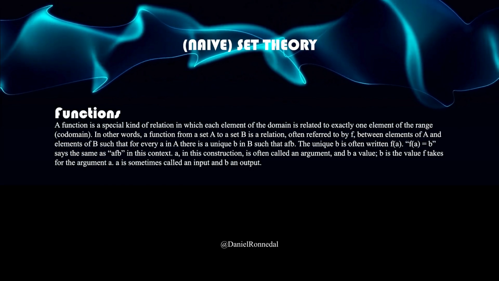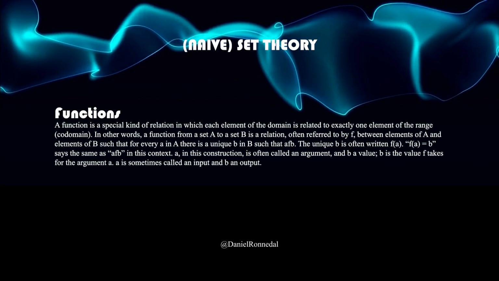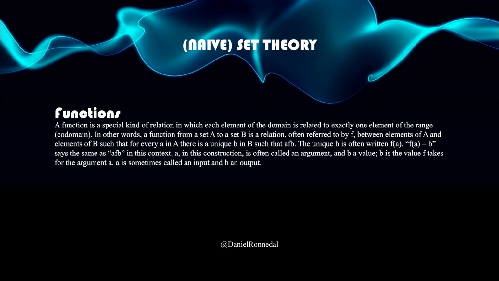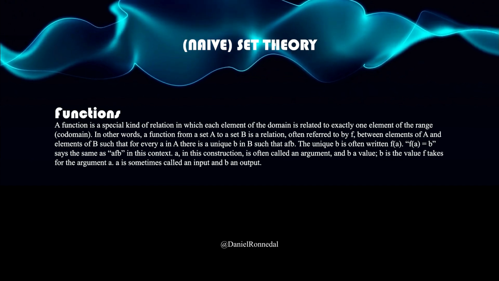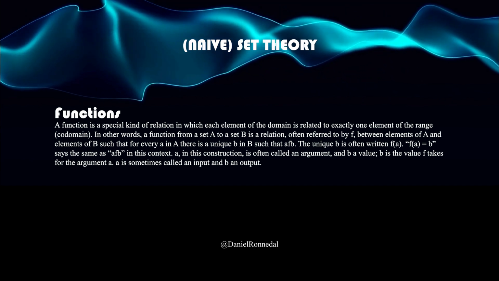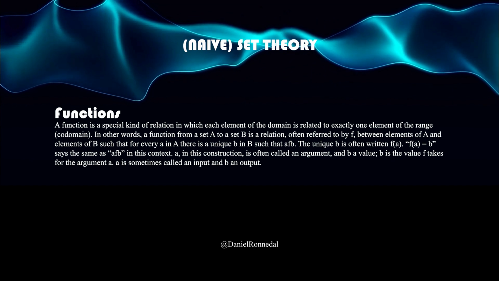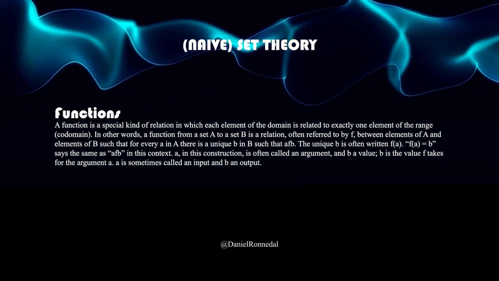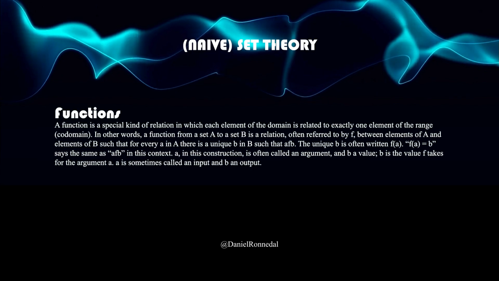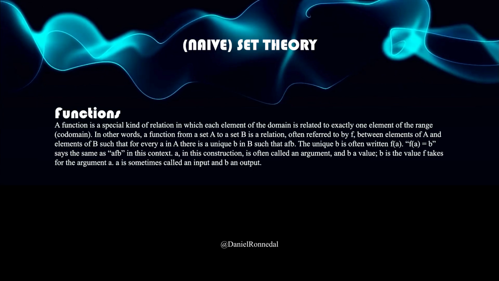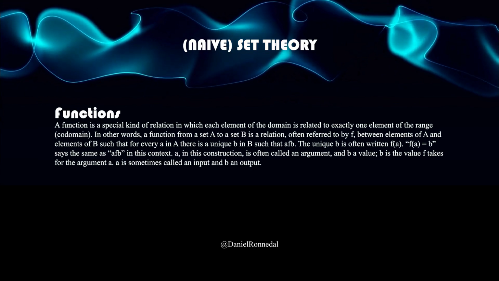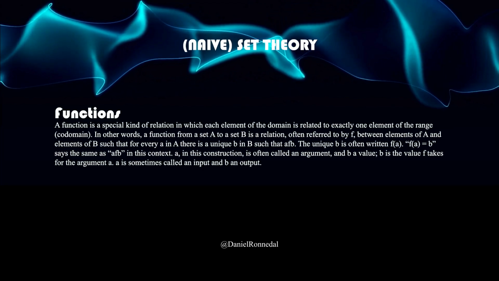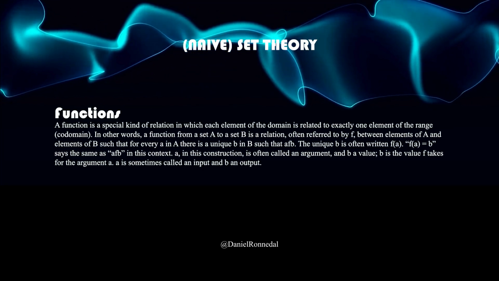A function is a special kind of relation in which each element of the domain is related to exactly one element of the range or codomain. In other words, a function from a set A to a set B is a relation, often referred to by f, between elements of A and elements of B, such that for every a in A there is a unique b in B such that a f b. The unique b is often written f of a.